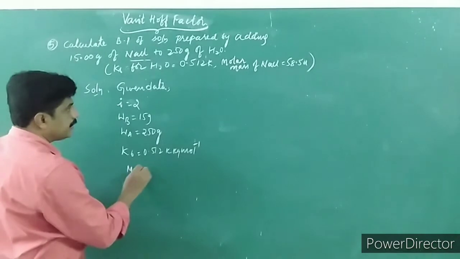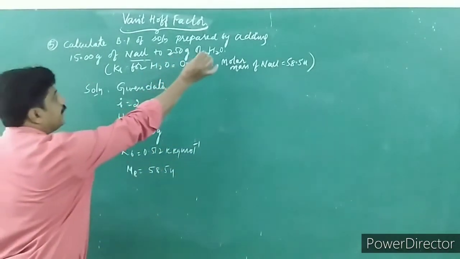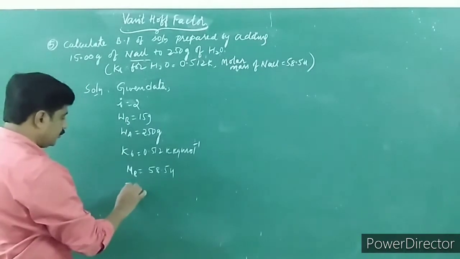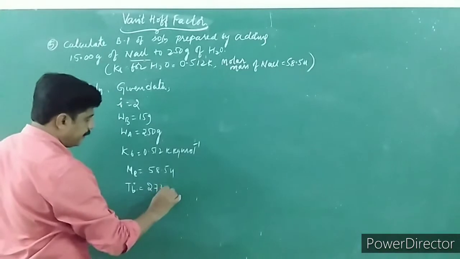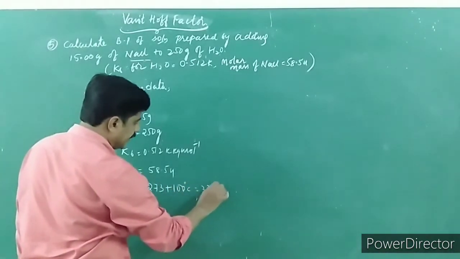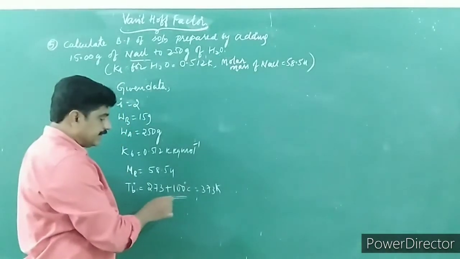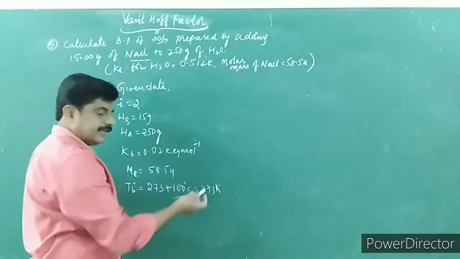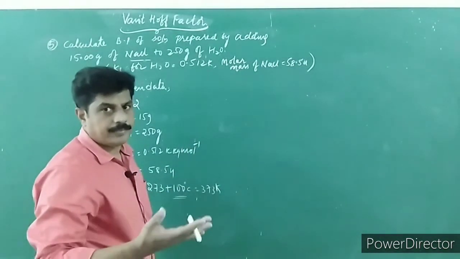Mb is given. Mb is equal to 58.5 unified mass. Remember, the solvent is water. That means Tb naught is equal to 273 plus 100 degrees Celsius, together 373 Kelvin. That means the boiling point of water is 100 degrees Celsius. You are converting that into Kelvin, 373 Kelvin. Or you can keep it as it is, 100 degrees Celsius also. Not a problem for me.